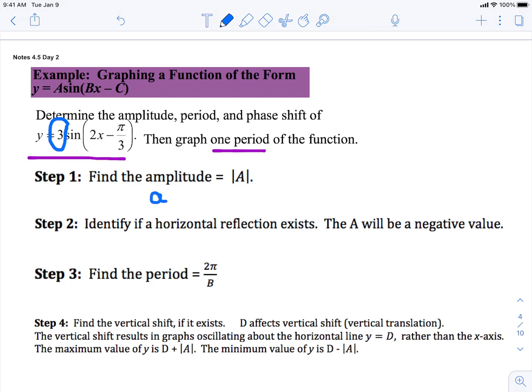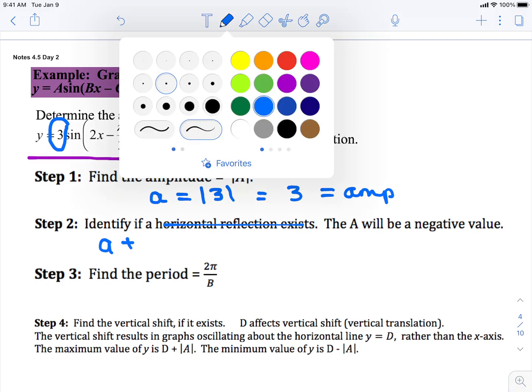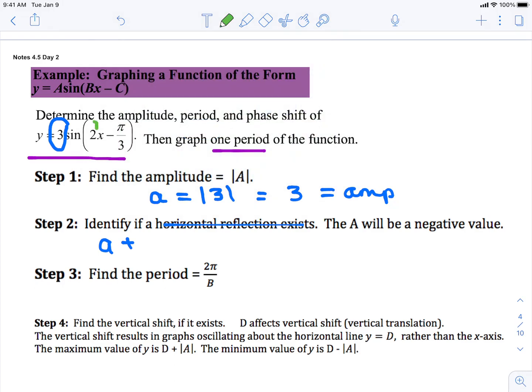Our a is 3, so we're going to take the absolute value of that. So our amplitude is 3. Our a value is positive, so we do not have a horizontal reflection. Then we go to our b value, which is 2.